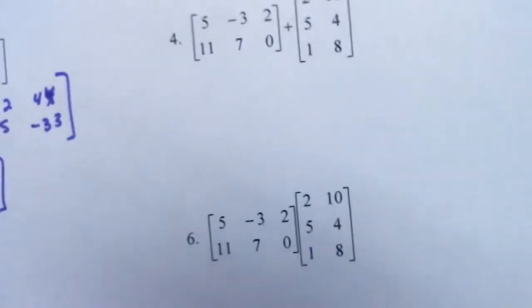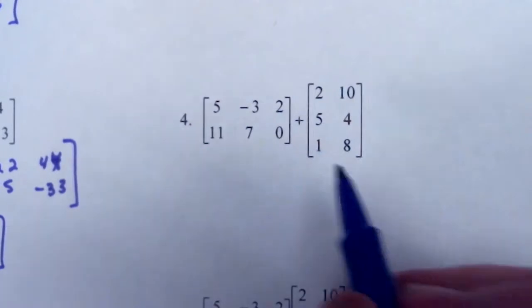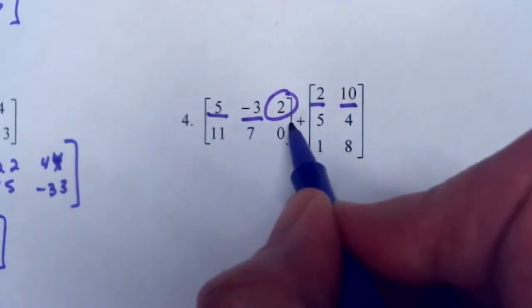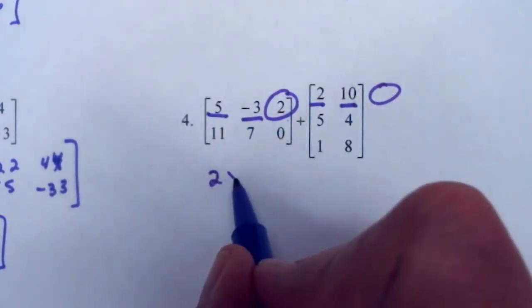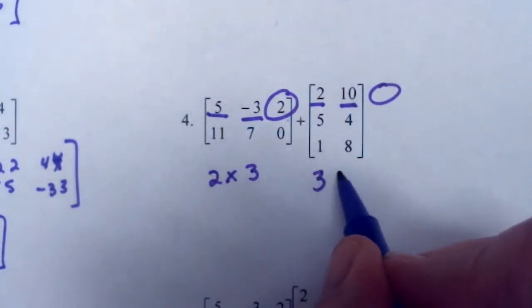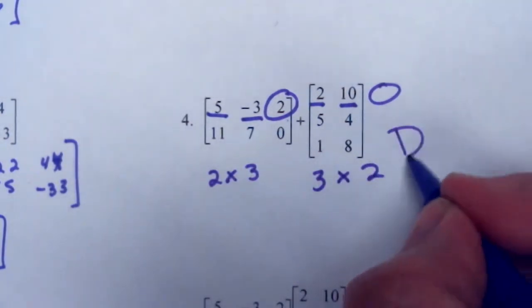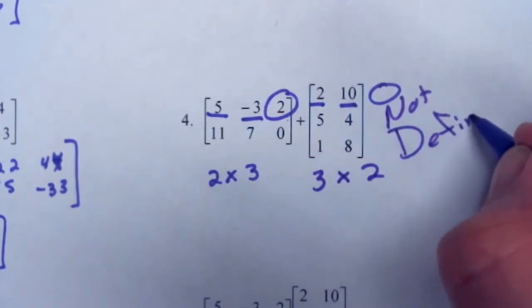Now number 4. If we're adding two matrices together, they have to be exactly the same size so we can match up the terms. Here we have an extra 1 in this row and nothing to match it up with. Since this is a 2 by 3 and this is a 3 by 2, the dimensions don't match and this is just not defined. So we can't do that.